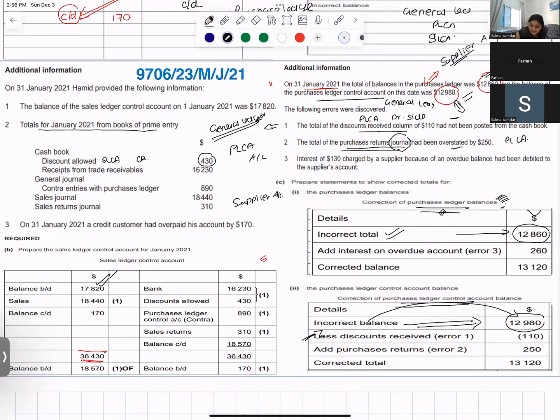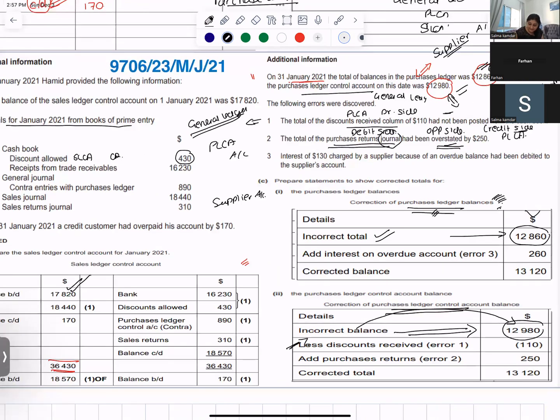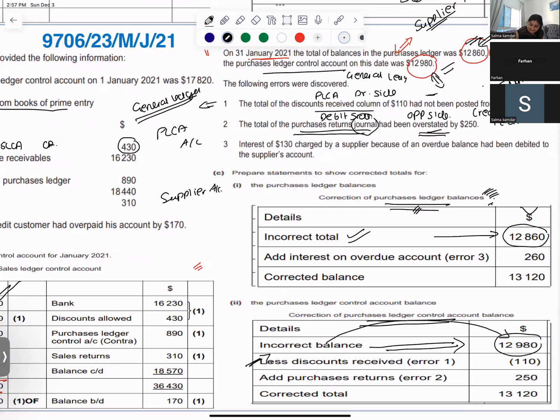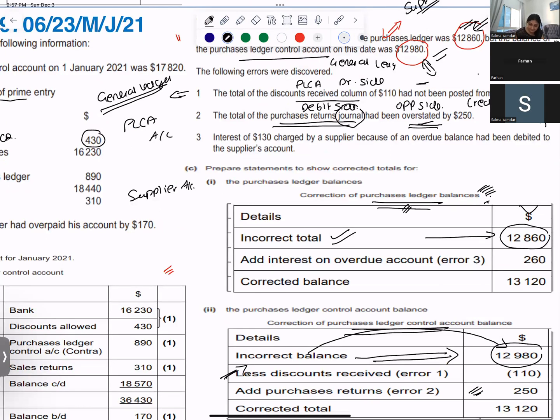So overstated. Now tell me, purchase return will come in the PLCA on which side? Purchase return in PLC is gonna be on the debit side. Now it is overstated, so the correction will be on the opposite side. Opposite side, that means this correction will happen on the credit side. Credit side of PLCA, you have to do the correction. You will do add or minus? Add. Are you with me? Yeah.